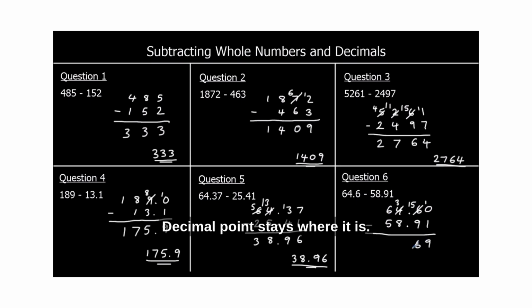Decimal point stays where it is. In the ones, I don't want to do 3 take away 8. So I'm going to steal one of the tens, and that's worth 10 on the ones. And 13 take away 8 now is 5. And 5 take away 5 in the tens is worth nothing. So it's 0, or I can leave it blank. So my answer is 5.69.